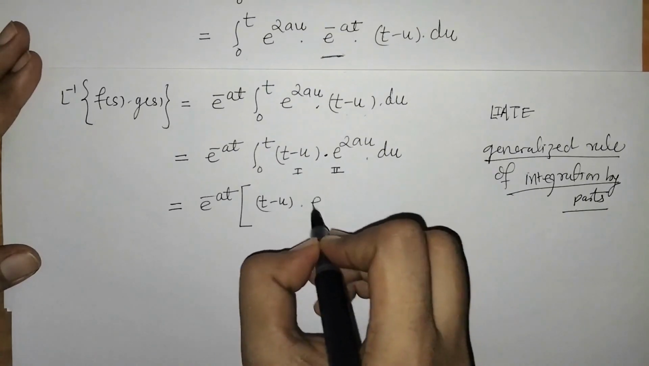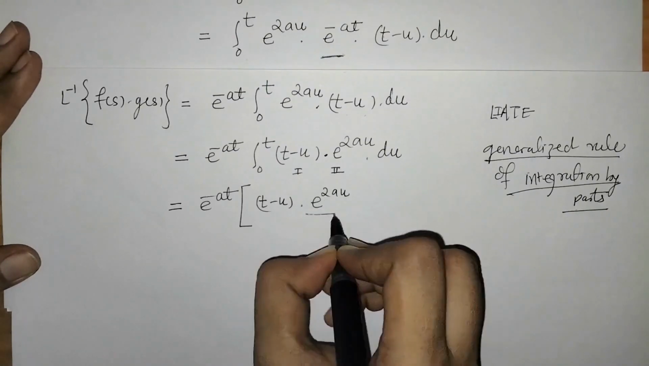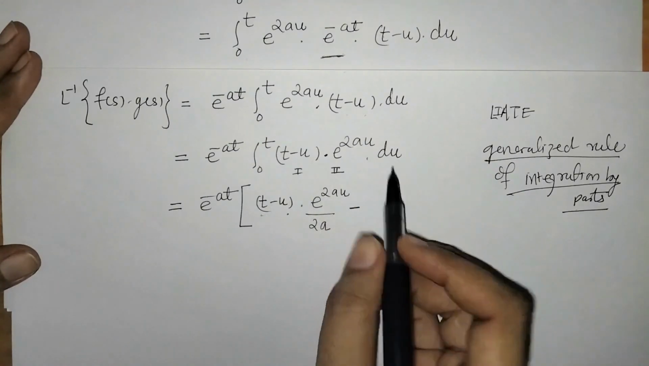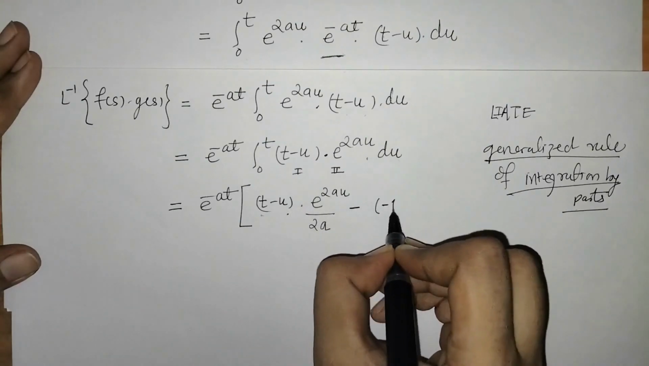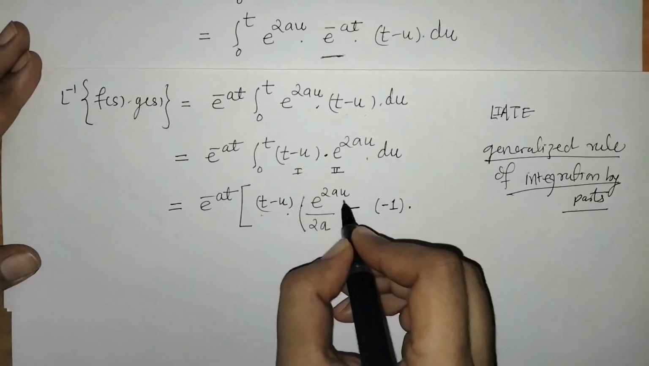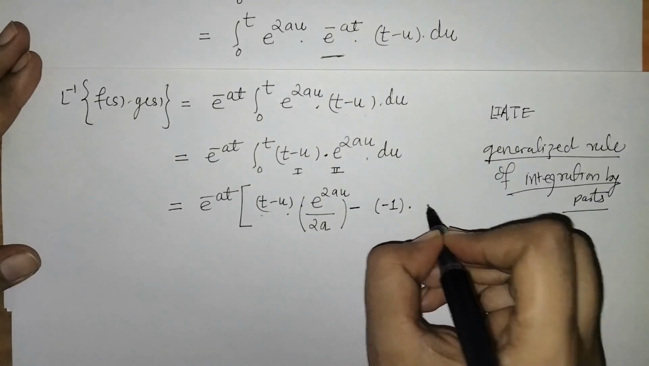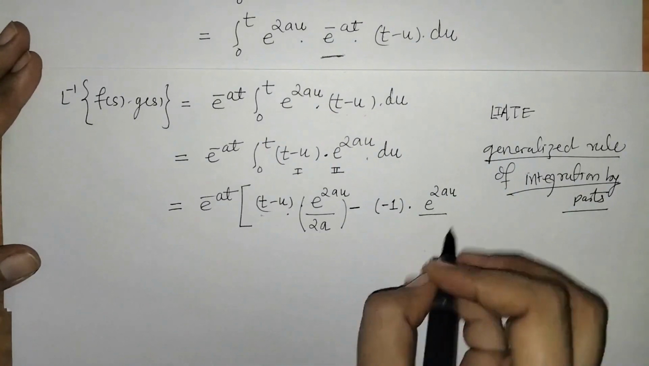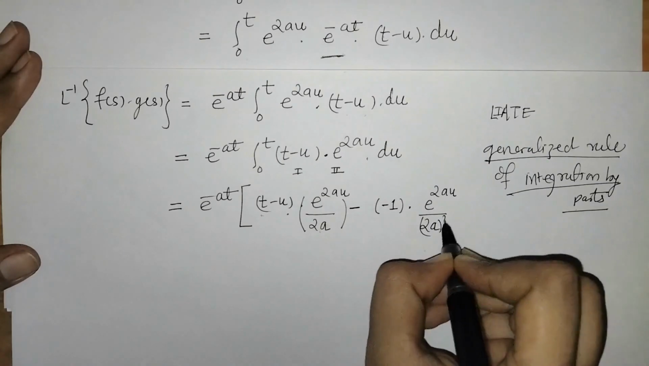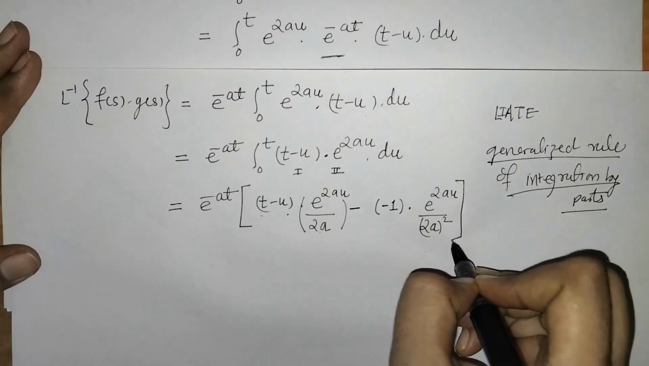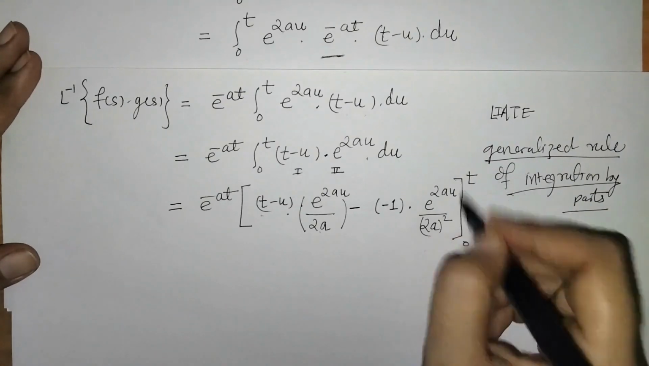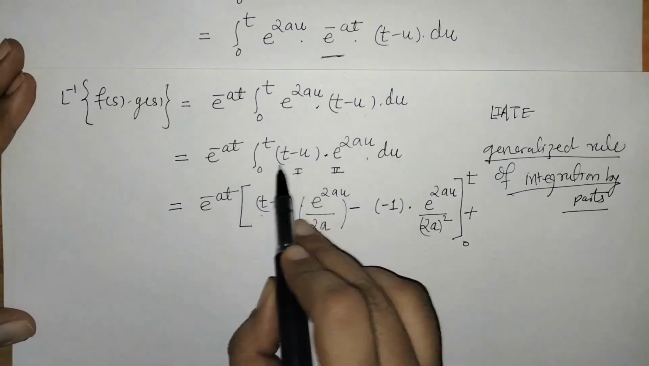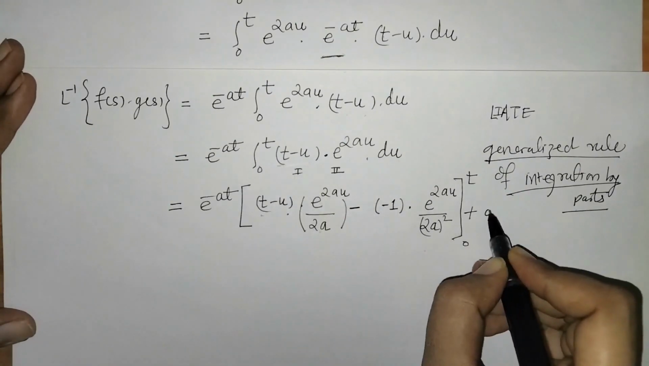So here we have e raised to 2au upon 2a, minus the derivative of this function with respect to u. So here we have minus 1 into the integral of this function, which is e raised to 2au upon 2a and 2a, that is (2a) squared, with limit 0 to t. The next part vanishes here since the second derivative of the first function is 0.